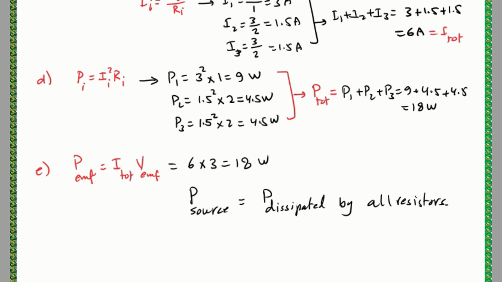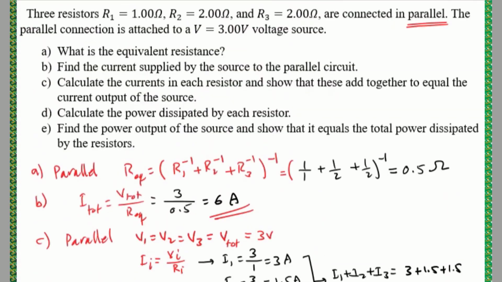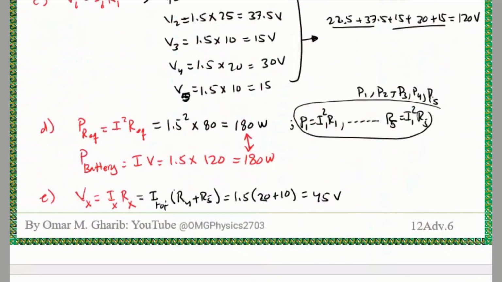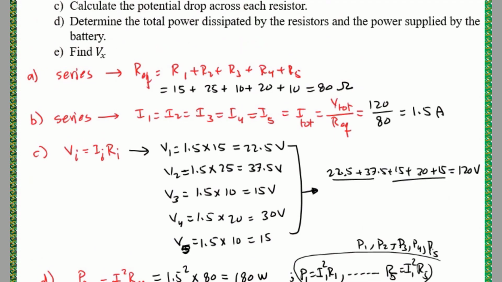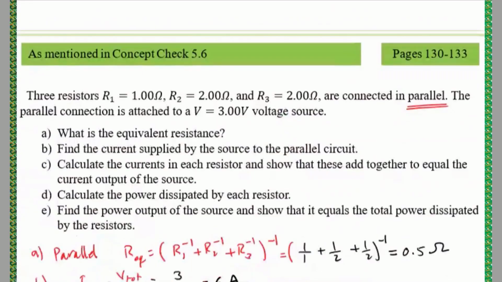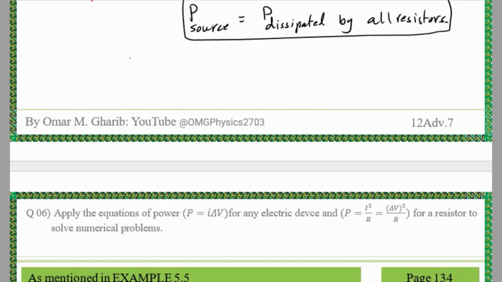So for power, we always have the same equation like this, even if it is parallel or series. For the previous question, we saw the same fact: the power dissipated in series, if you add it, you will find it is the same as the power of the source. And here in parallel, the power dissipated by all resistances equals the power of the source.